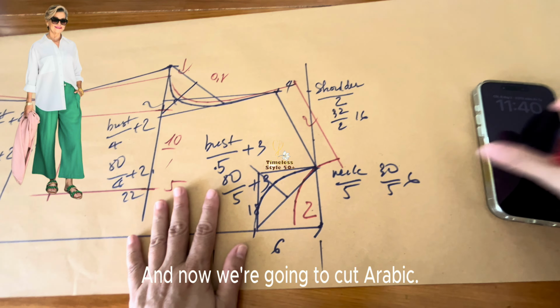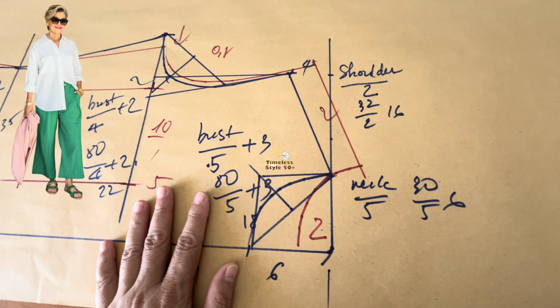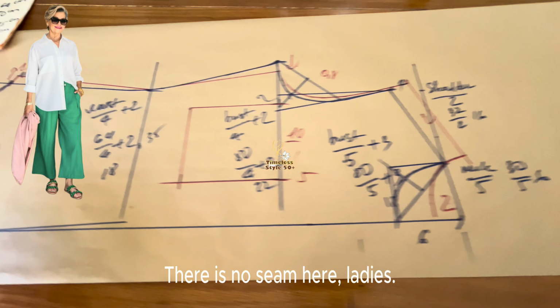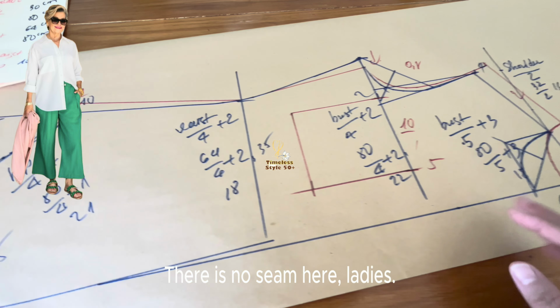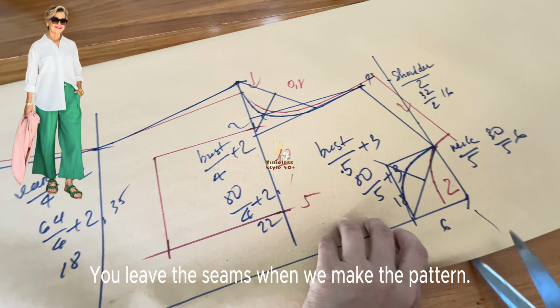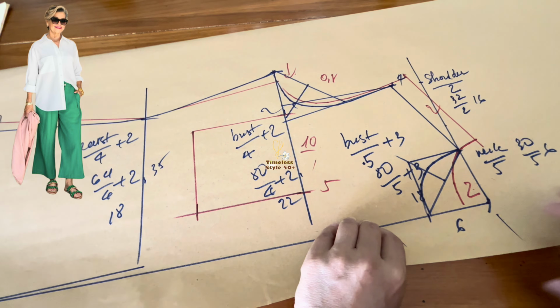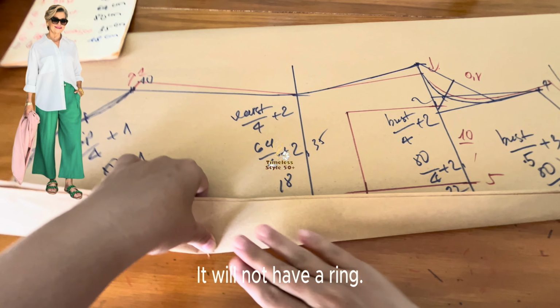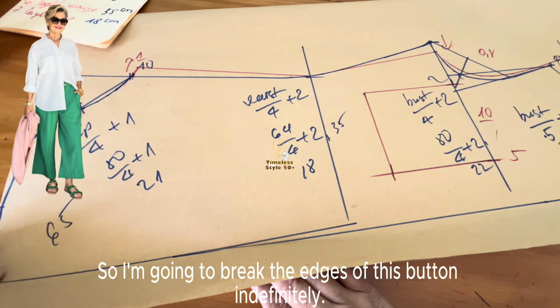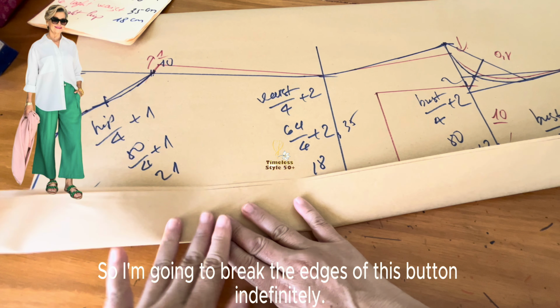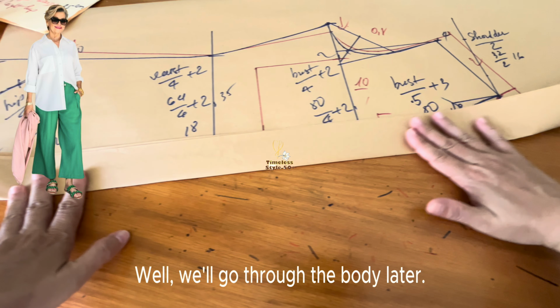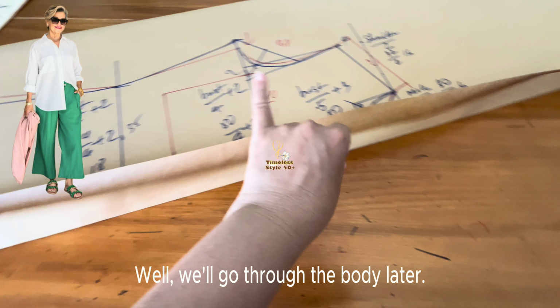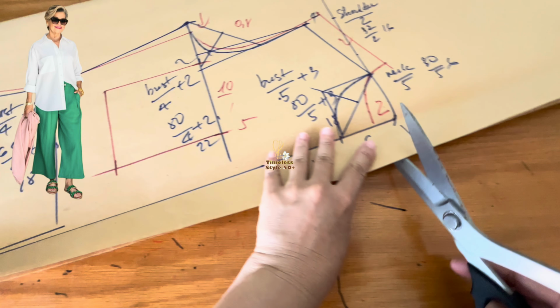And now we're going to cut. There is no seam allowance here, ladies. You leave the seams when we make the pattern. And here's the back. It will not have a pocket. So I'm going to break the edges of this button indefinitely. Well, we'll go through the body later.